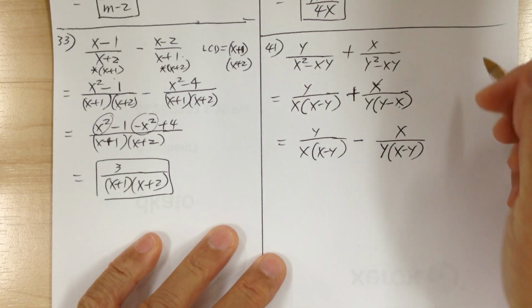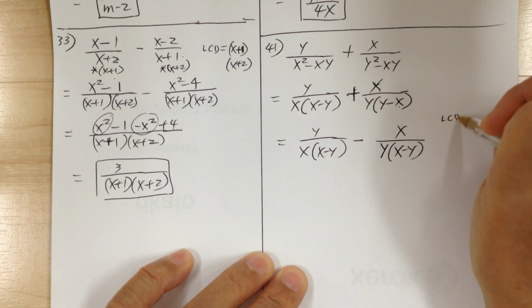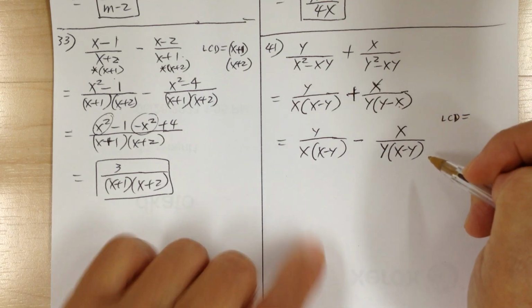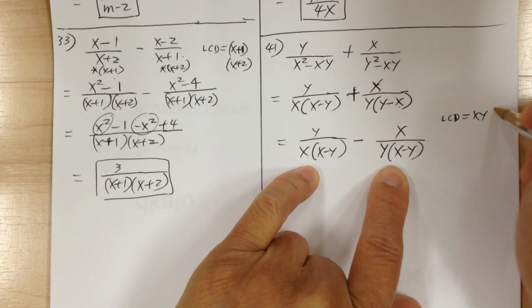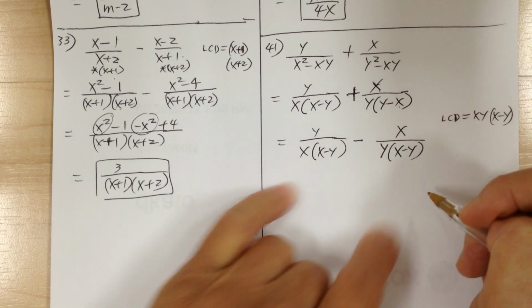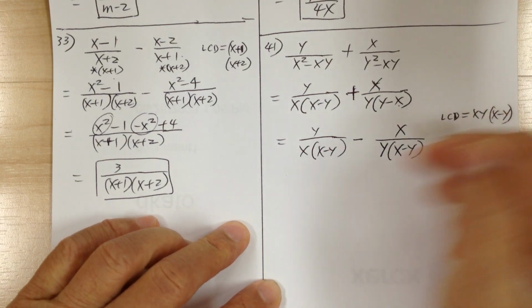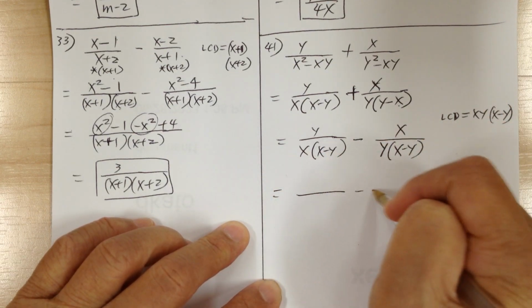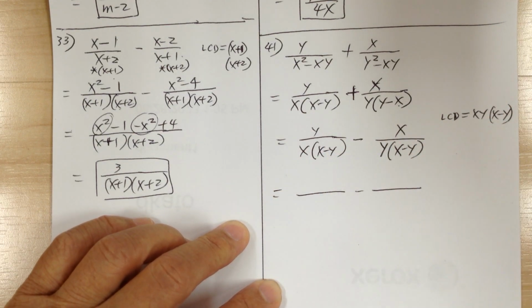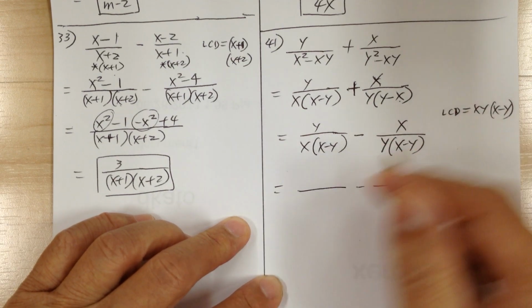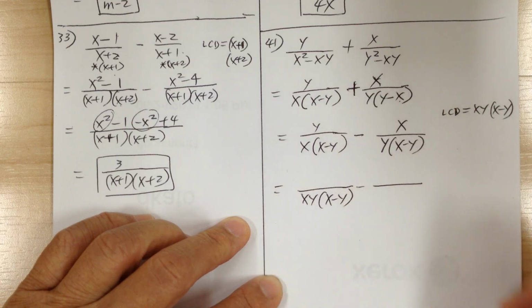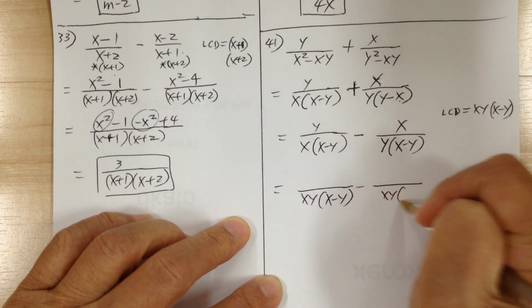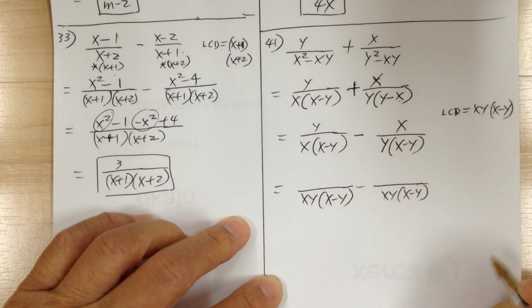Now I need to get my LCD. There's no number, just the alphabet: you have x and y, and the group is x minus y. So go ahead and get your LCD down here. It'd be xy, x minus y.